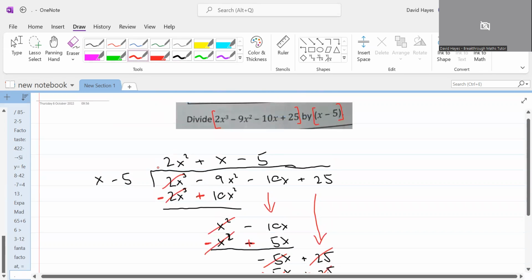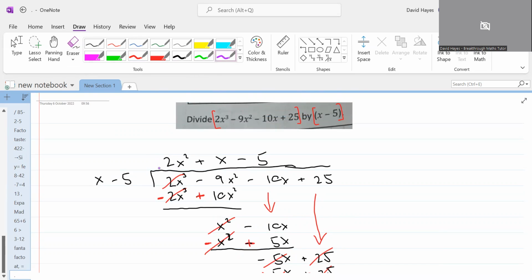This thing up here is the result of my division. That is your answer: 2x squared plus x minus 5.